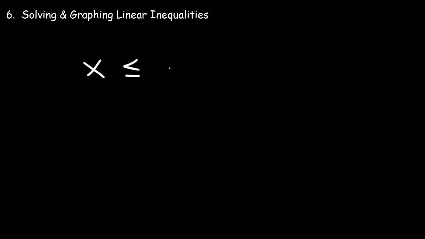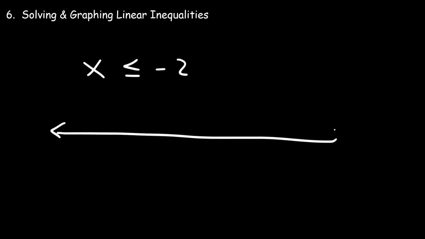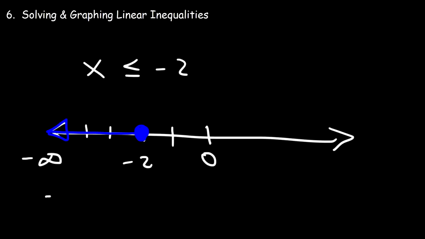Now let's say if we wish to graph this one, x is less than or equal to negative 2. So this time we're going to shade to the left, but using a closed circle. And so in interval notation, it's from negative infinity to negative 2, but it includes negative 2 in the solution. And so that's how we can represent it.